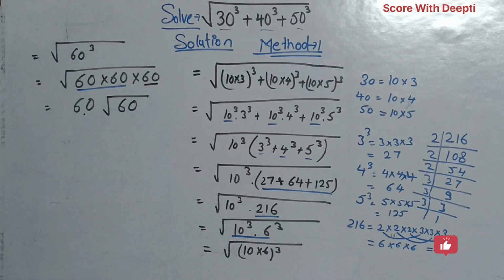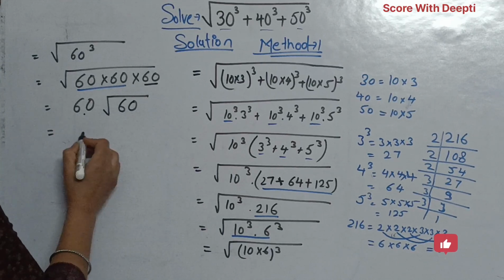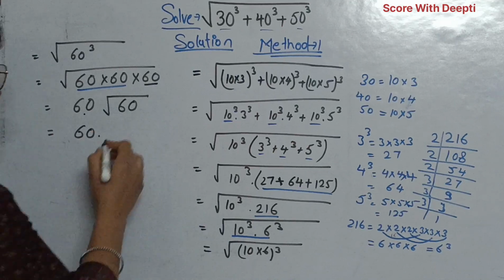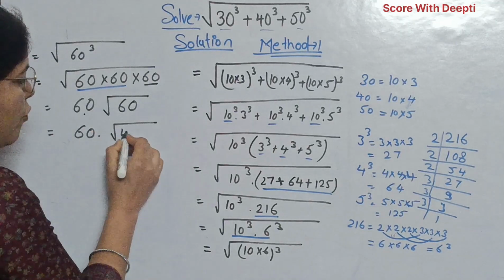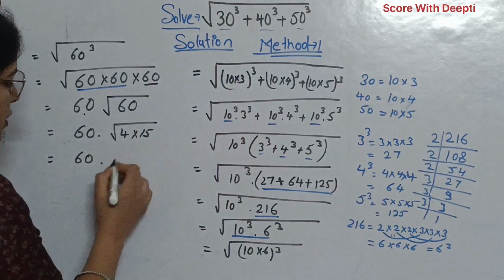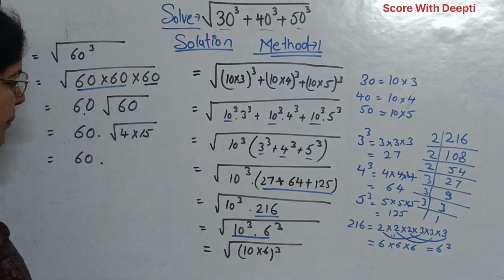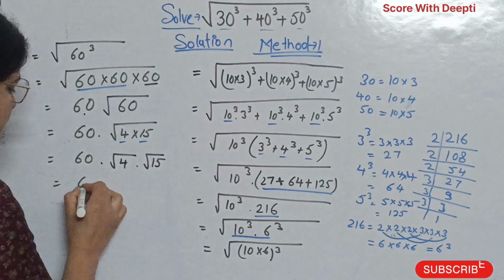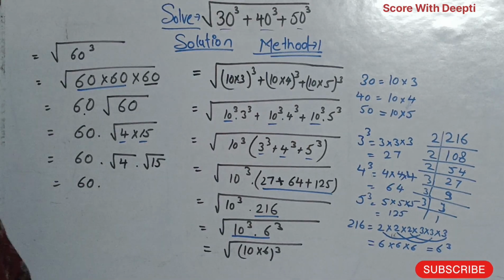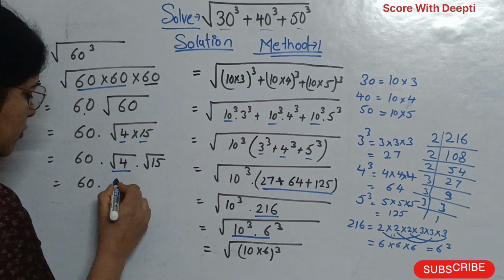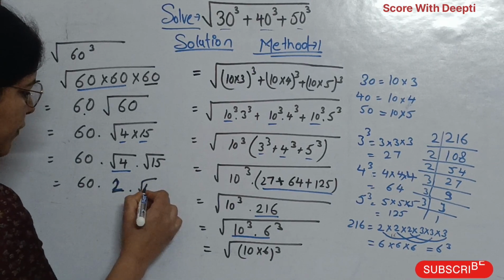Next, 60 can be written as 4 times 15. Write separately these two terms and we get square root 4 into square root 15. Next 60 square root 4. You know that square root 4 is 2. And here we will write 2 into square root 15.